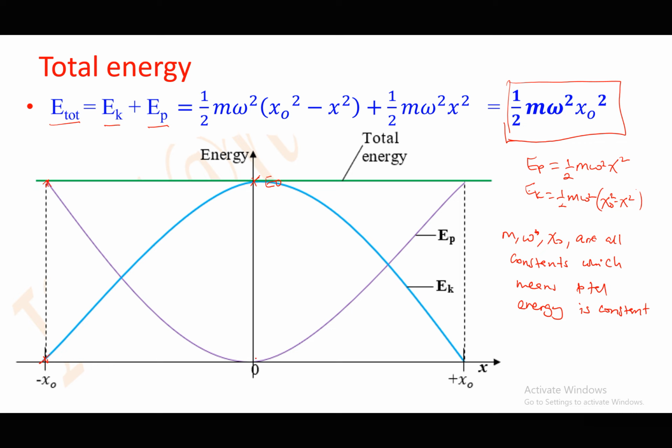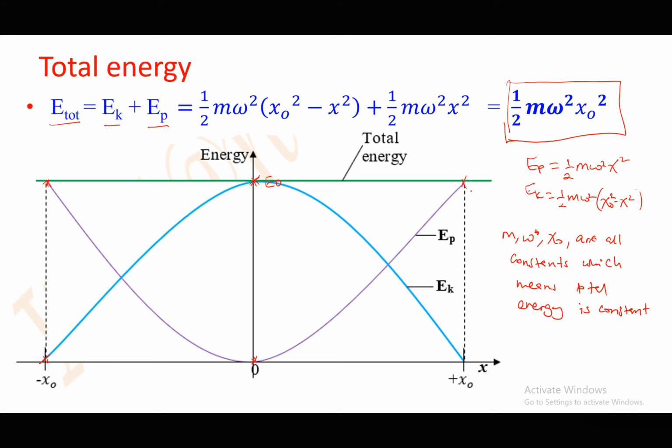When kinetic goes to zero, potential goes to maximum. When potential goes to zero, kinetic goes to maximum, and the total is always going to remain the same. So we say total energy is going to remain a constant throughout, which means the law of conservation of energy has not been violated.